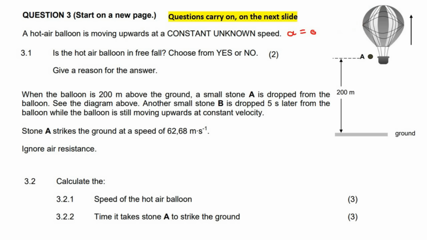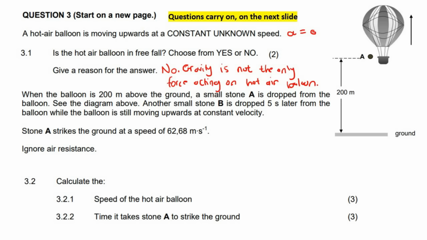But they tell us that it's moving up at a constant speed. So this fire over here that keeps the hot air balloon going, there's definitely some type of applied force over there. So is the object under free fall? No. And then we can say something like, gravity is not the only force acting on the hot air balloon.